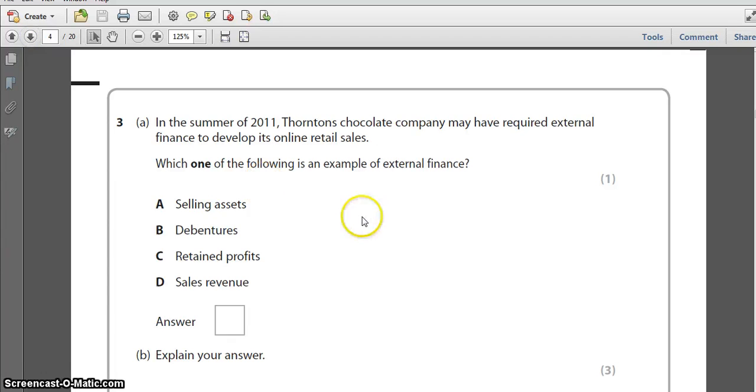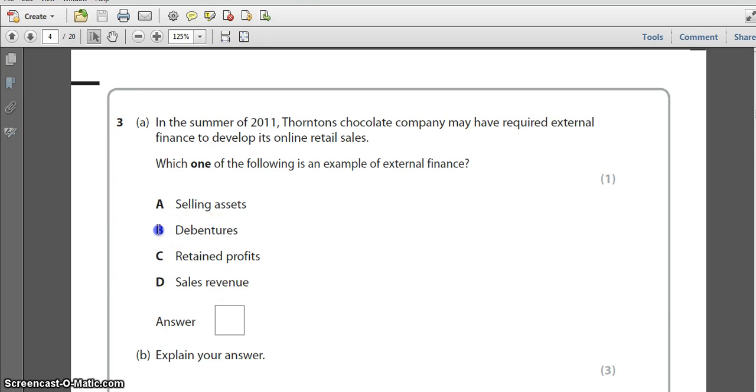Moving on. In the summer of 2011, Thornton's Chocolate Company may have required external finance to develop its online retail sales. Which one of the following is an example of external finance? So I'm thinking, right, external finance means finance that a business gets from outside of the company. So it's money that comes in from outside. So which of these involve someone from outside the company giving you funds?